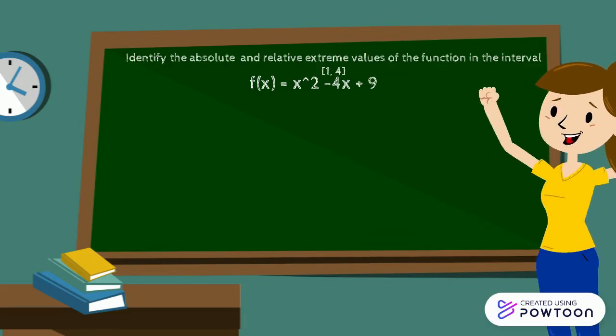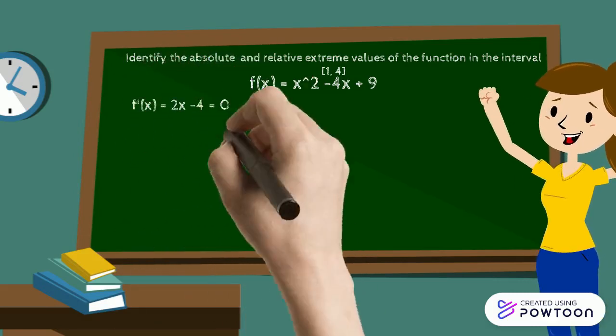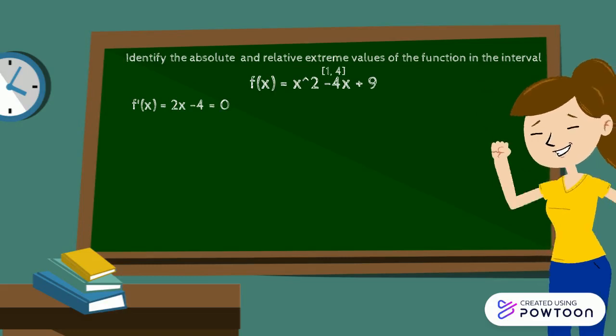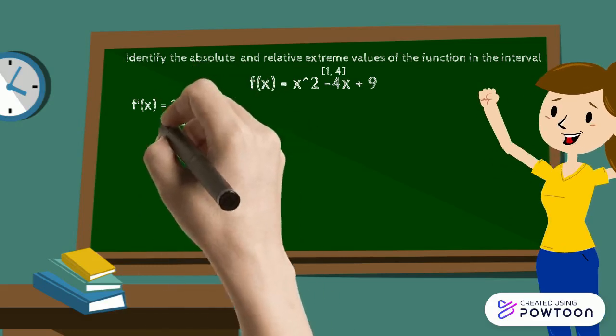Firstly, identify the critical points. That's when the first derivative is equal to 0. When we take the first derivative of f of x, we get 2x minus 4. When the first derivative is equal to 0, x equals 2.